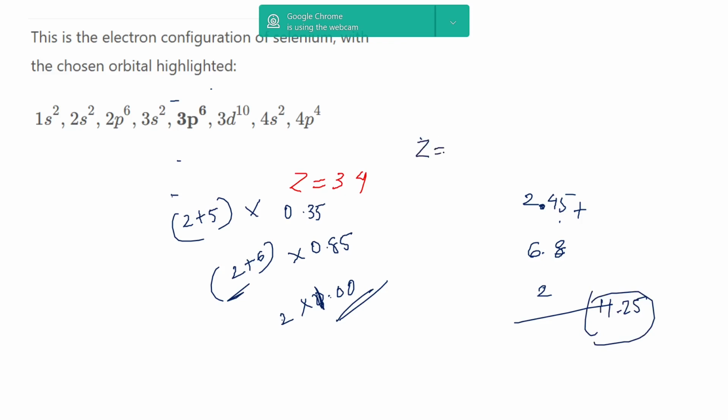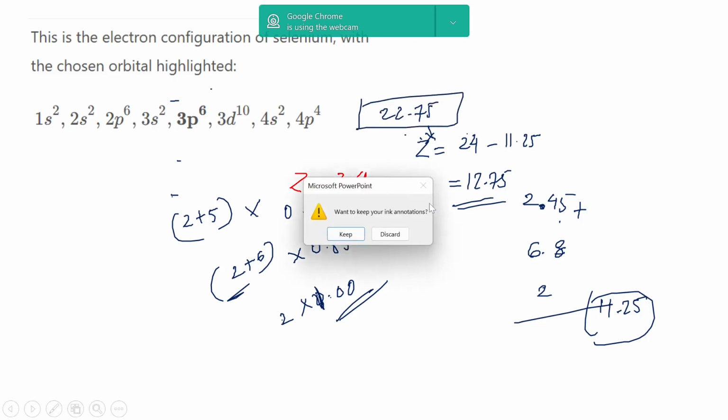So Z star is Z minus sigma. So Z is, as I said, 24. 24 minus 11.25 is equal to 12.75. Am I right? Did I make any calculation mistakes? Z is 34. Okay, sorry, 34. 34 minus 11.25 is 22.75. Thank you. 22.75. Is it clear?